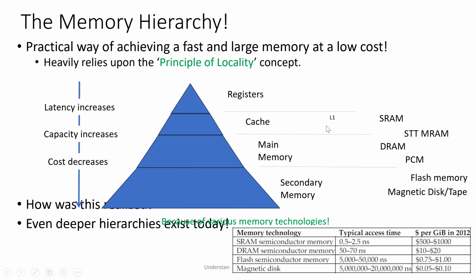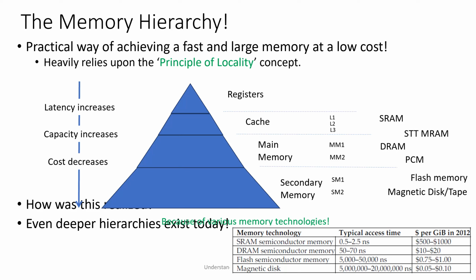So we have not one level of cache, but multiple levels of cache here: L1, L2, L3, and even some processors have an L4 cache also. In memory also, we can have multiple levels, level 1 and level 2. Again, they can be some mixture of DRAM, PCM, STT-MRAM, etc. The same thing can be extended to the secondary memory also.